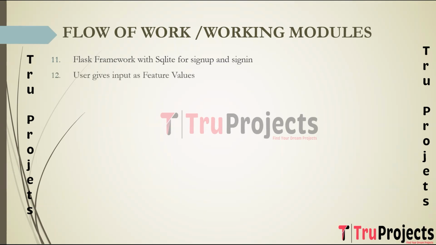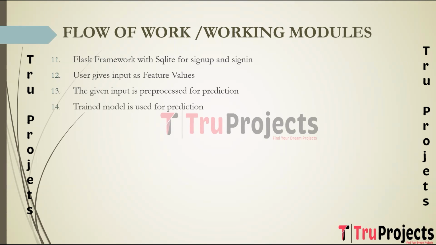User gives input as feature values. User input feature values through the front end of the application. This information is then sent to the server for further processing. The given input is pre-processed for prediction. The received user input is pre-processed to ensure that it aligns with the requirements of the trained model. This involves data cleaning, encoding, and scaling that match the format used during the training.